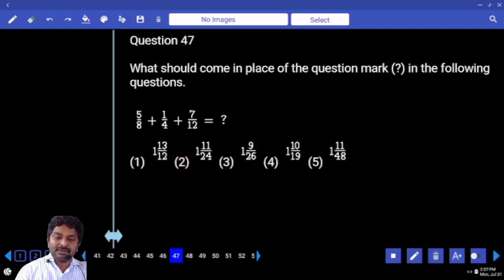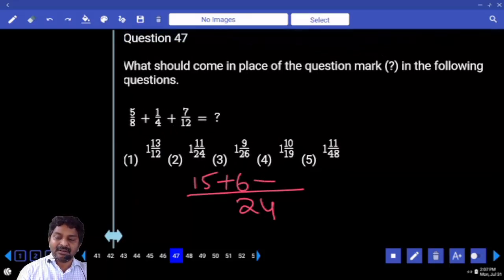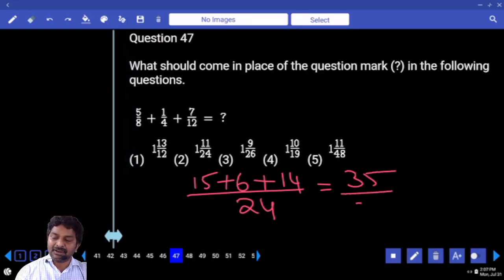Right. LCM 24. Yes. 8 3 times 3 into 5. 4 6 times 6 into 1. 12 2 times. So total that is 35 by 24 only. 24 once, remainder 11 by 24.